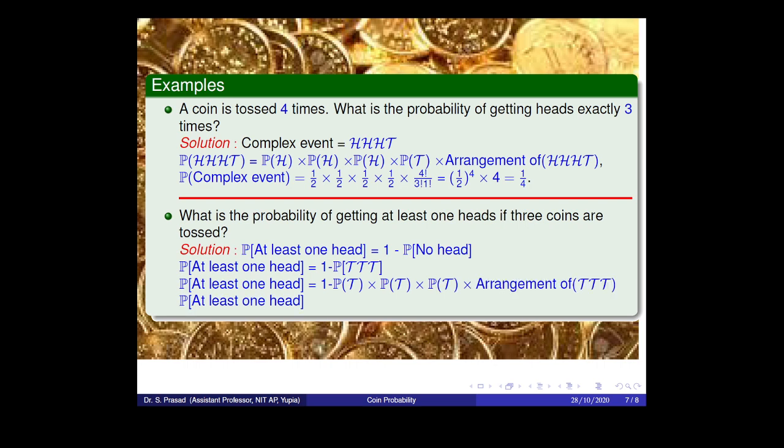After that we write 1 minus, probability of T is equal to half, probability of T is equal to half, probability of T is equal to half, into arrangement of TTT, then 3 factorial upon 3 factorial, and after that we get the value 7 by 8.